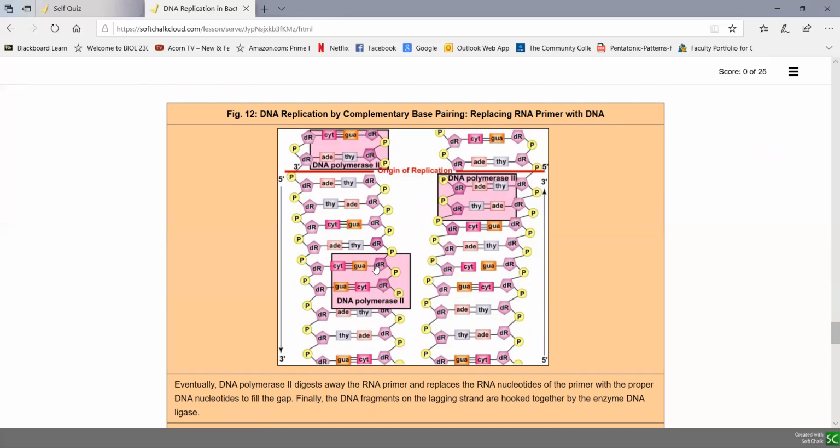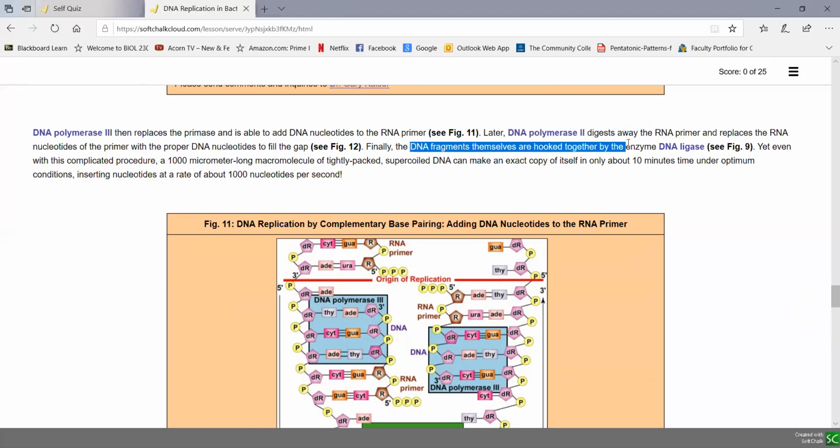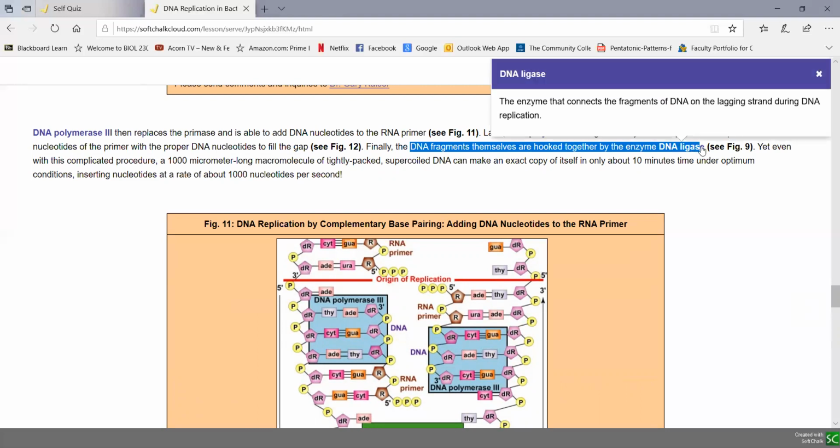So here's where the two RNA nucleotides were located on this strand, and here's where the two RNA nucleotides were located on this strand. DNA polymerase I will remove the RNA nucleotides and replace them with deoxyribonucleotides, guanine pairing with cytosine, cytosine pairing with guanine, etc. So now the strand is all DNA nucleotides in both directions. And then the DNA fragments that are produced on the lagging strand have to be hooked together because remember, it's just made in short pieces, and they're hooked up by an enzyme called DNA ligase.